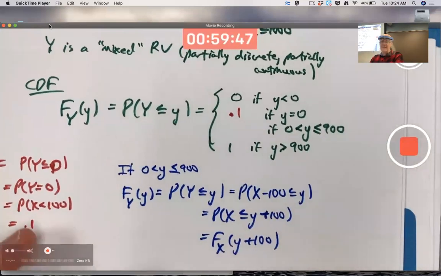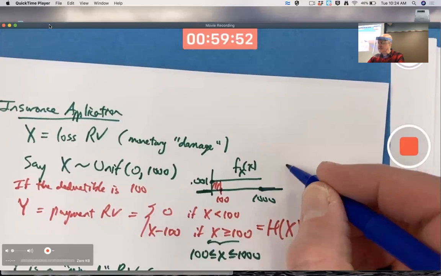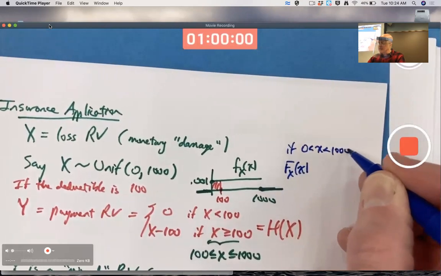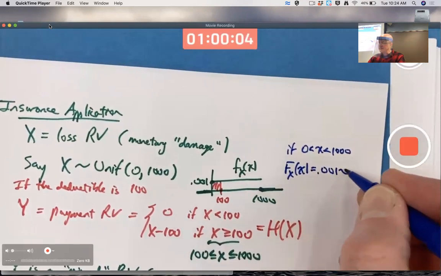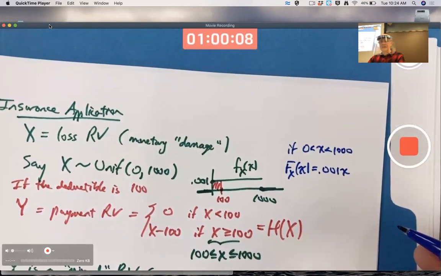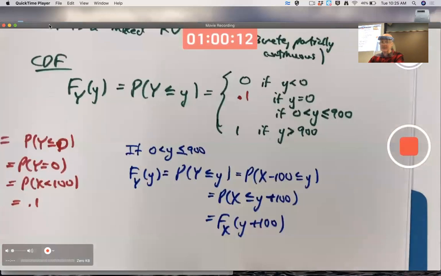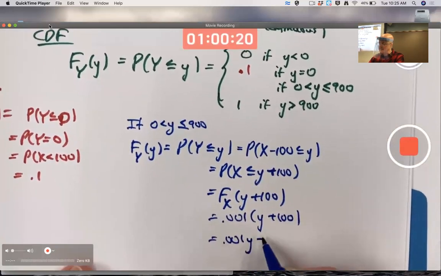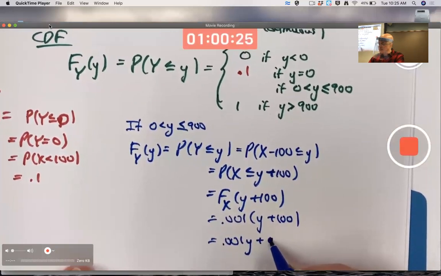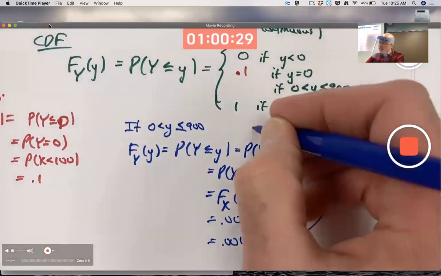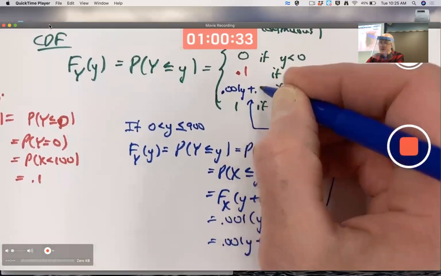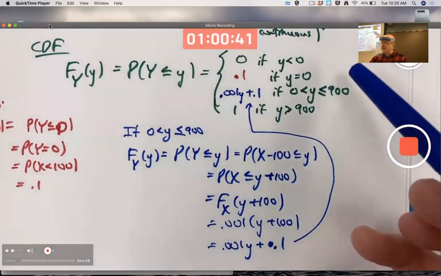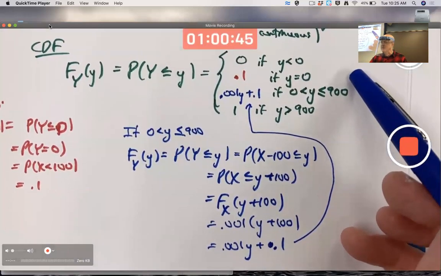What's the CDF of x? I haven't written its formula down. I have to integrate that function. The CDF of x, when x is between 0 and 1,000, integrate this, you're going to get 0.001x. That's the CDF of x. I need to use that down there. I need to replace x with y plus 100. So I get 0.001 times y plus 100, or 0.001y plus 0.1. That's what goes up there. 0.001y plus 0.1, which does have a limiting value of 0.1 as y goes to 0. So yeah, I could have lumped case 2 and case 3 together, but I wanted to emphasize the jump discontinuity at 0.